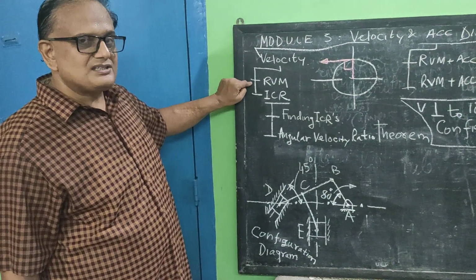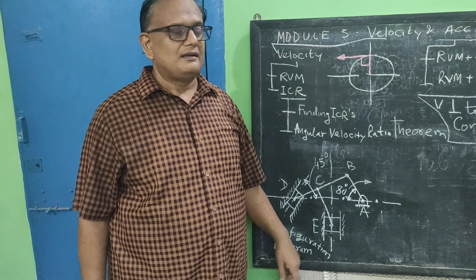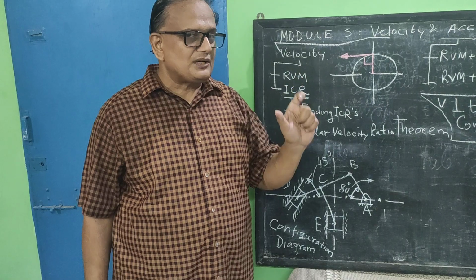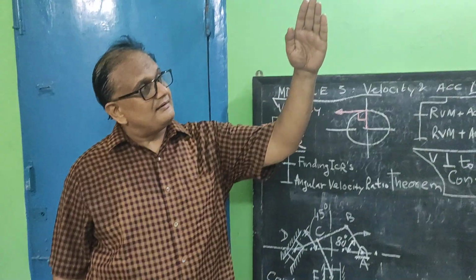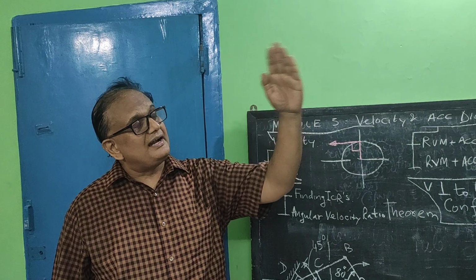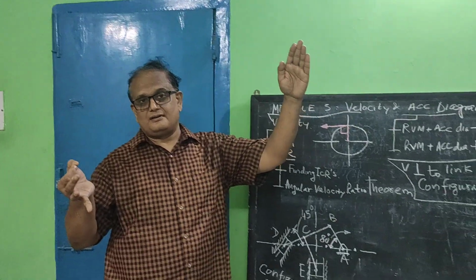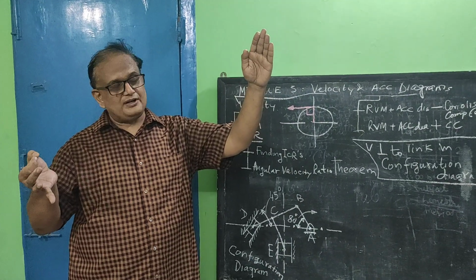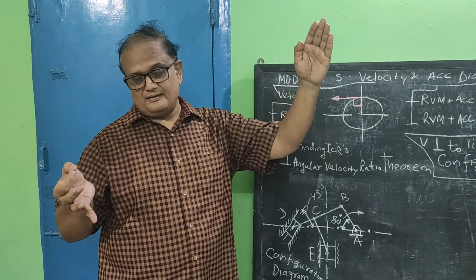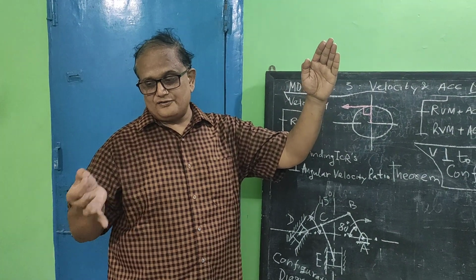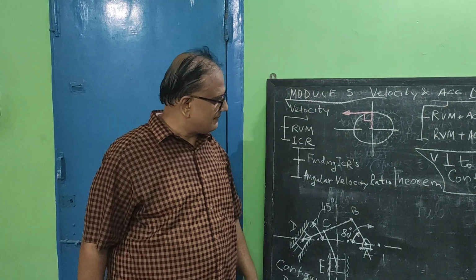Today in this particular lecture we start with RVM, which is relative velocity method. In this particular method, what is the important word? Important word is relative. This is a link. This link, relative velocity, relative to what? Relative to a fixed point. So there is a fixed point, there is a link. This link has got a velocity. This velocity relative to this particular fixed point is the relative velocity method.